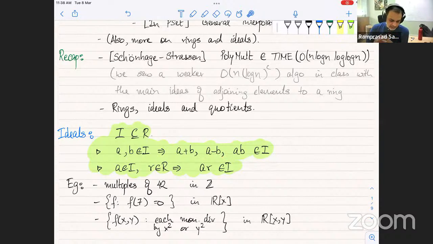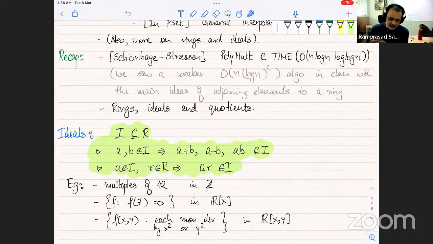But something which is perhaps a bit more important is the fact that even when you multiply by things outside the ideal, you stay in the ideal. By that, what I mean is if A is in I and R is an arbitrary element of the ring, this R could be outside of I, you still want that A times R to be inside I.